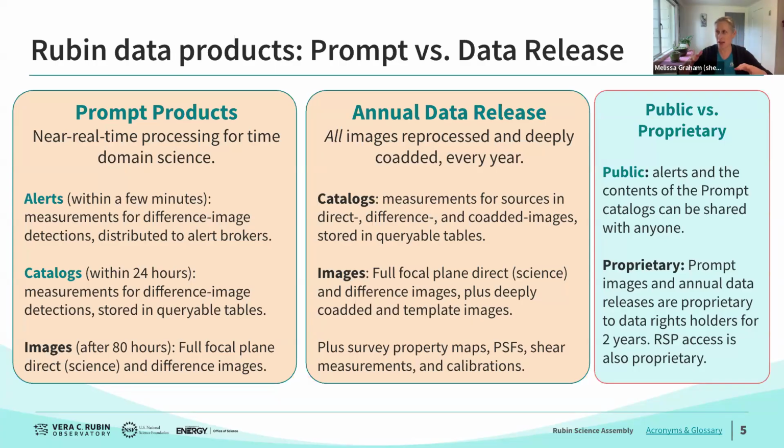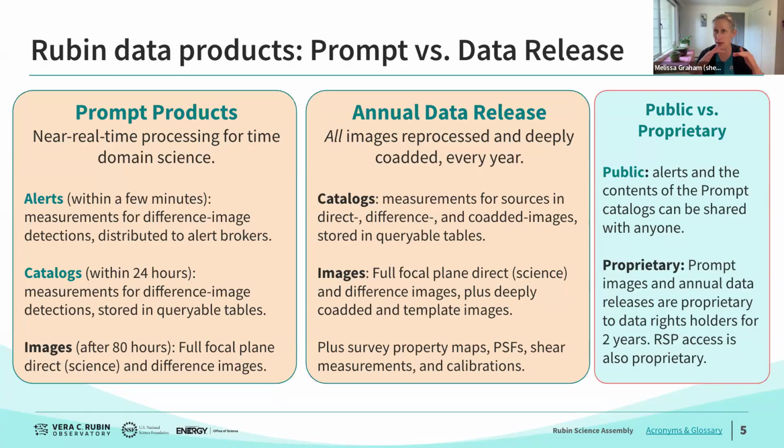Access to the prompt catalogs, because access to the PPDB is only through the Rubin Science Platform, is still proprietary because the Rubin Science Platform is for data rights holders only. But as a Rubin data rights holder, if you're working with the prompt data, you can find objects of interest and share those with anyone you want, because the same information went out as an alert, which is completely world public anyway.